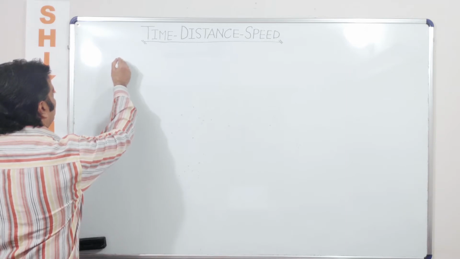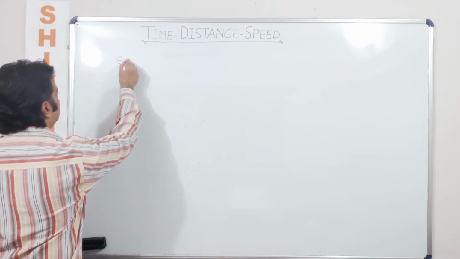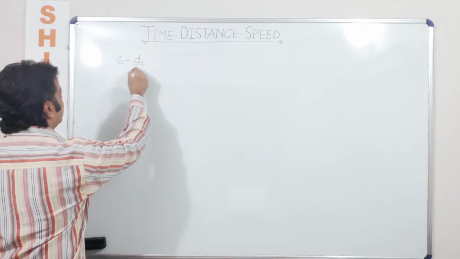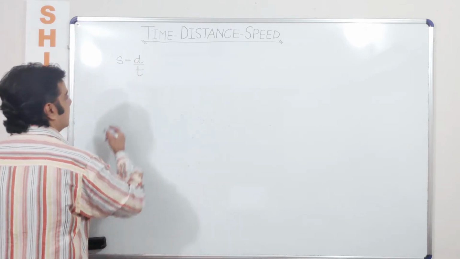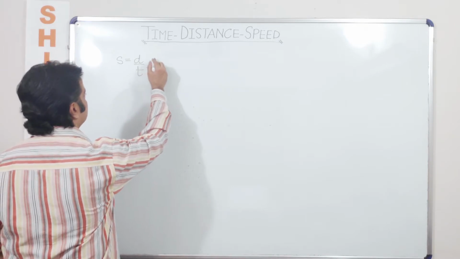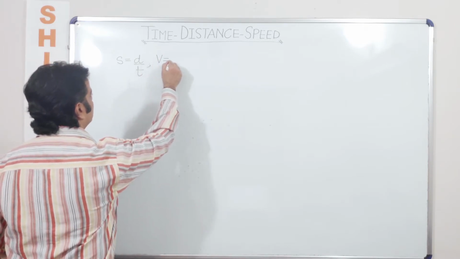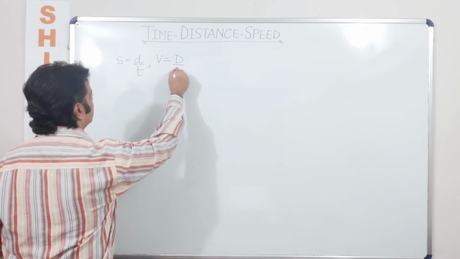Now if I write a formula, the formula is speed is equal to distance upon time. This is basically what the formula is. At the same time, I can also represent this as velocity is equal to displacement upon time.